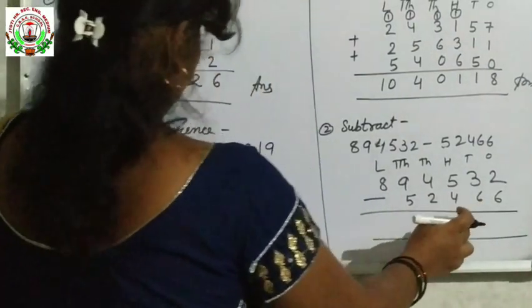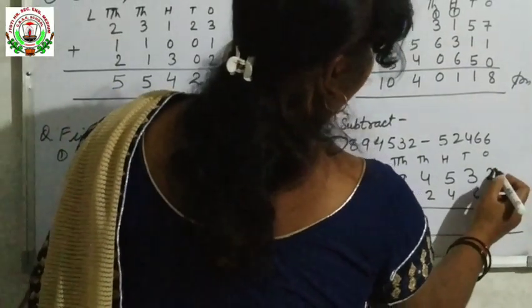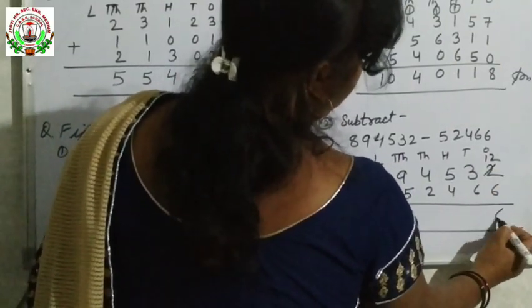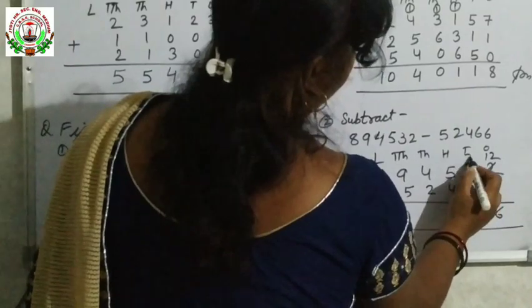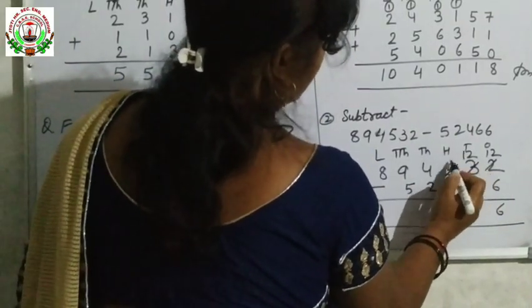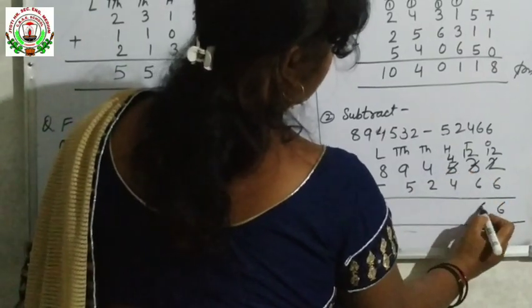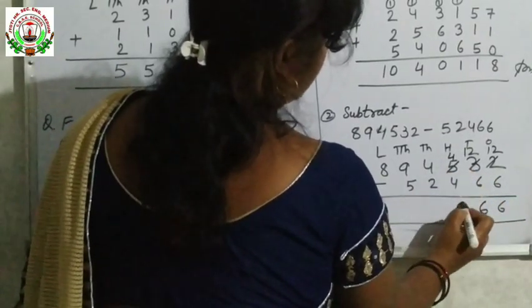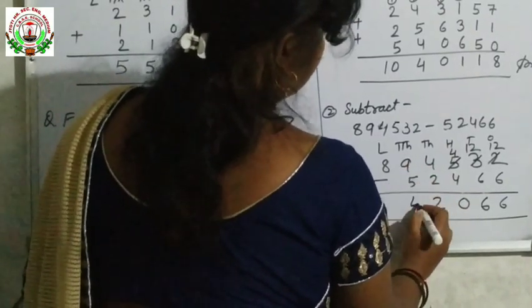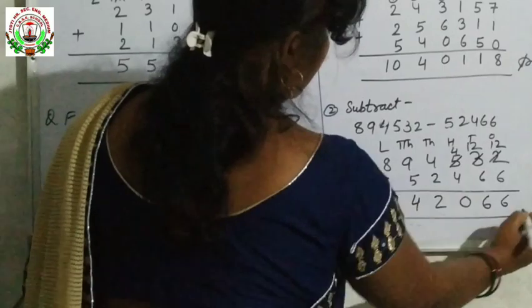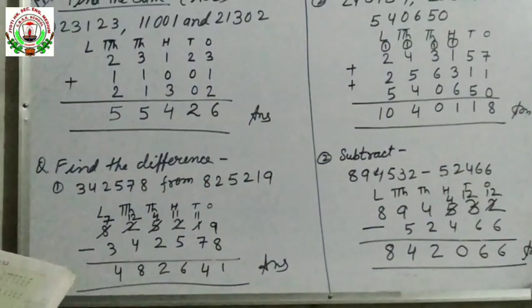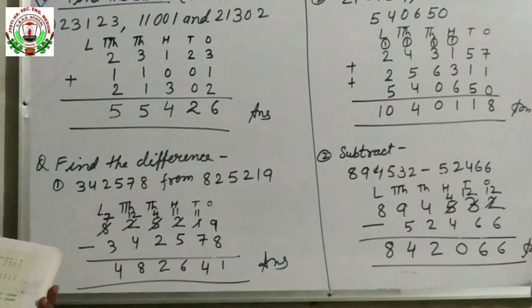So here borrow, 12. 12 minus 6, 6. It gave 1, so it becomes 2. Now we can't subtract 6 from 2, so again you will borrow here, 12. It becomes 4. 12 minus 6 is 6. 4 minus 4 is 0. Again 4 minus 2 is 2. 9 minus 5 is 4 and it is 8. So it is the answer. 8,42,066. Understood?